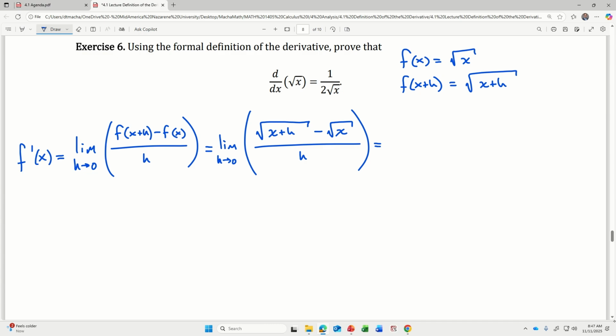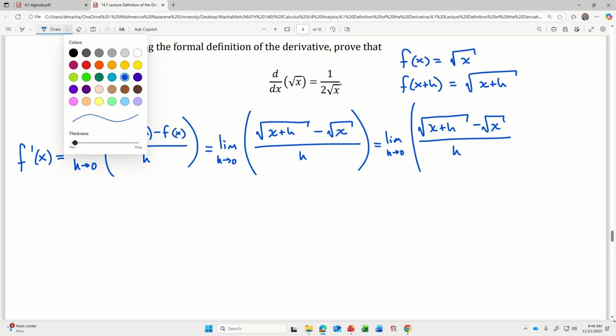All right. So what do I do here? How do I subtract these square roots? It's okay if you haven't seen this before. I don't think I had seen this before until I took my Calculus 1 class. It's a little bit obscure, the trick here. But this is going to be square root of x plus h minus square root of x, like that, divided by h.